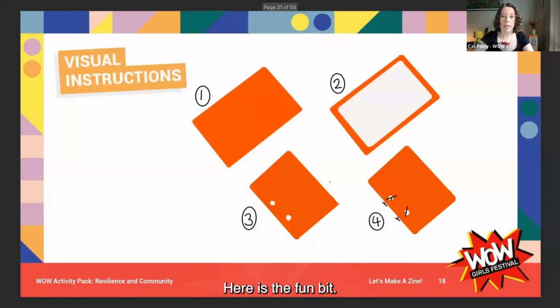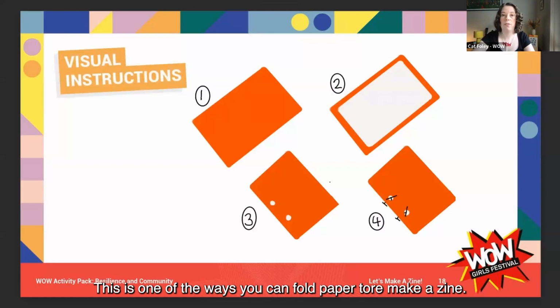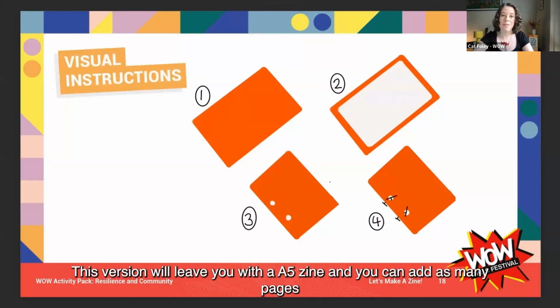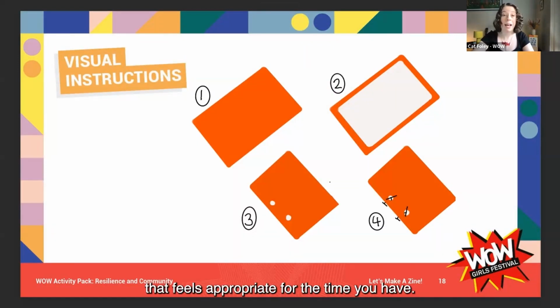Now, here's the fun bit. This is one of the ways that you can fold paper to make a zine. This version will leave you with an A5 zine, and you can add as many pages as feels appropriate for the time that you have.